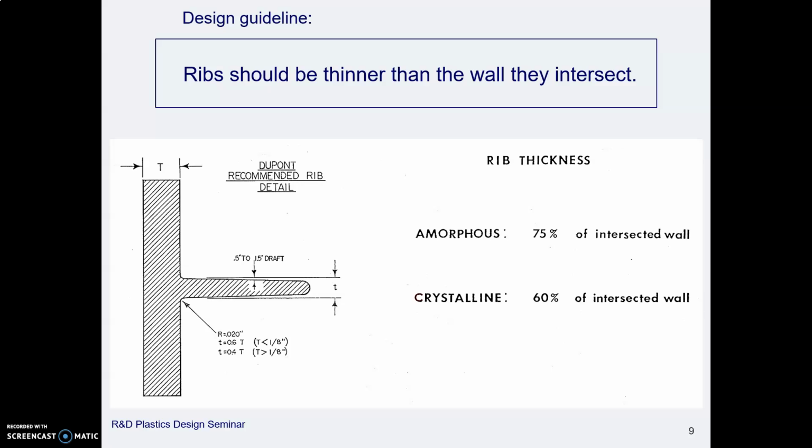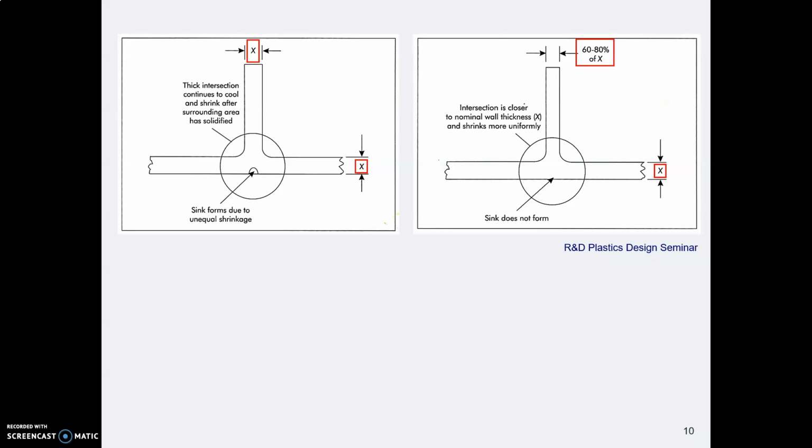Related to uniform wall thicknesses, if you have a flat place and a rib, which you often have, the rib should be thinner than the rest of the part which it intersects. And you'll notice here that the guidelines are different for amorphous plastic and crystalline plastic. That's one of the examples of why you need to select the material first. If you have ribs and body all the same thickness, as we see in this example on the left, what you will get is a larger amount of volume in the corner area, and you will get sinks.